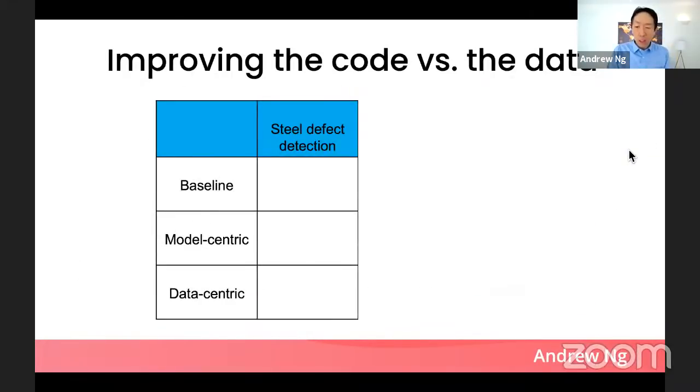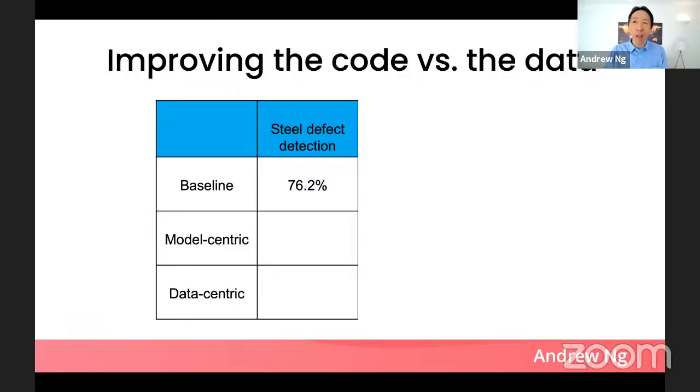When Ivan was working on this project, this is what actually happened. 76.2% accuracy was the baseline performance using a model-centric approach, meaning, take the baseline, which is a pretty decent model with reasonable hyperparameter tuning, decent learning rate, decent regularization parameter. Different teams actually went and searched for neural network architectures, go to GitHub, download the latest state-of-the-art algorithm, try that out, different neural network architectures, different models.